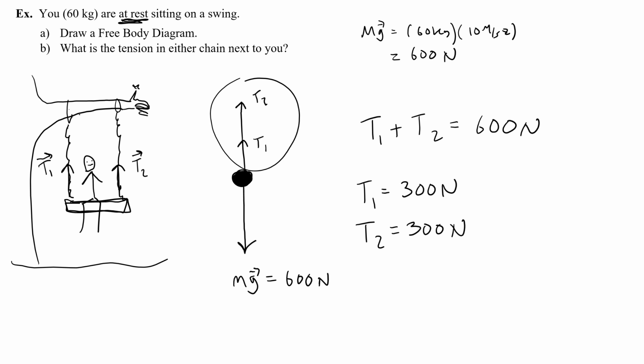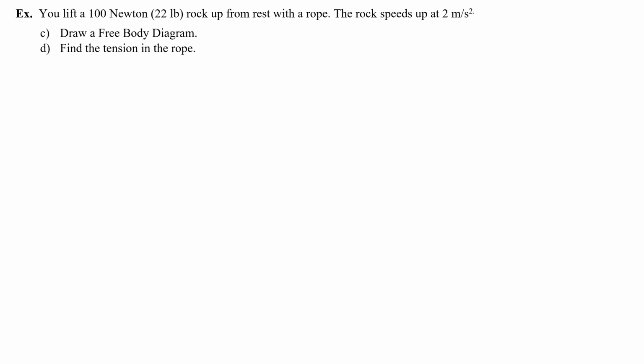Okay, let's do another problem. You lift a 100 newton, which remember newtons are force, so 22 pounds, pounds are force. You lift a 100 newton rock up from rest with a rope. The rock speeds up at a rate of 2 meters per second squared. Okay, draw a free body diagram, find the tension in the rope.